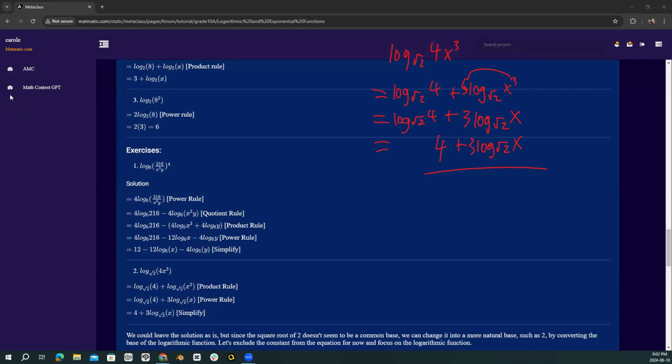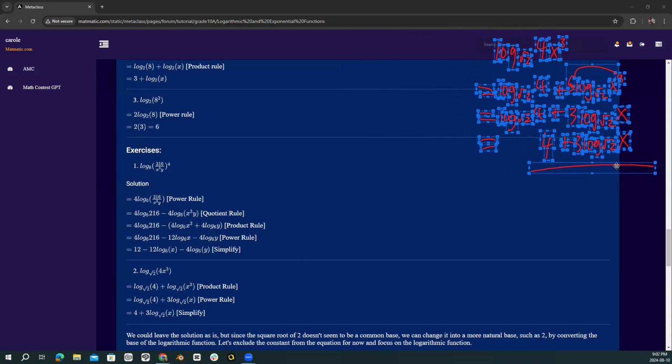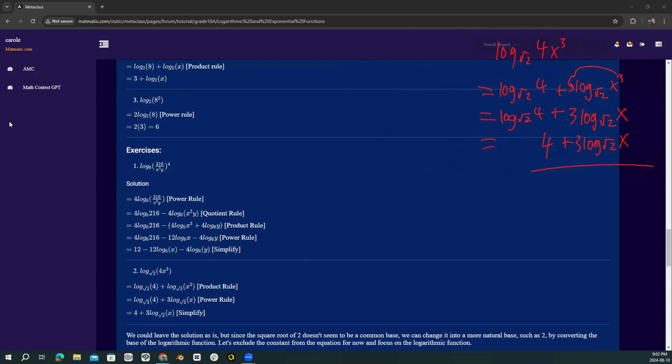So for now, I'm going to move our old solution to the side, and we're going to exclude the 4 for now, just so we can focus on the log function. Okay. So right now we have 3 log square root of 2 x. Wait, let me move this. Oops. Okay.